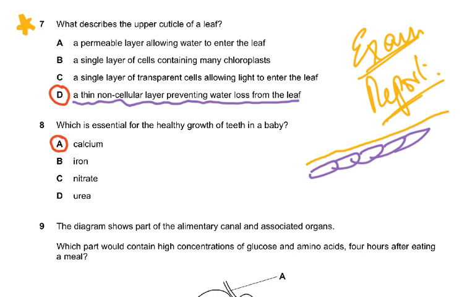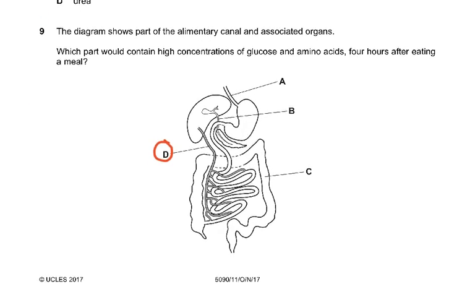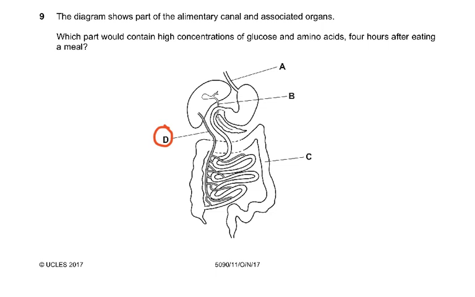Then coming on to question number 8, which is essential for the healthy growth of teeth in a baby? So you know calcium and vitamin D are only required for healthy bones and teeth. So calcium was the answer. This was simple. And coming on to question number 9, the diagram shows part of the alimentary canal and associated organs.